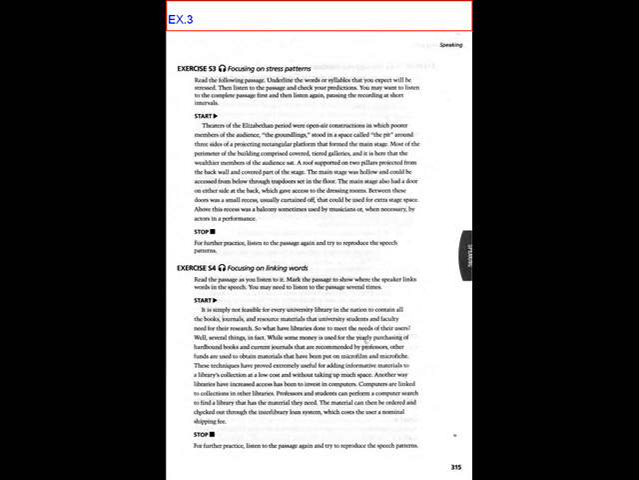Exercise S4. Focusing on linking words. It's simply not feasible for every university library in the nation to contain all the books, journals, and resource materials that university students and faculty need for their research. So what have libraries done to meet the needs of their users?